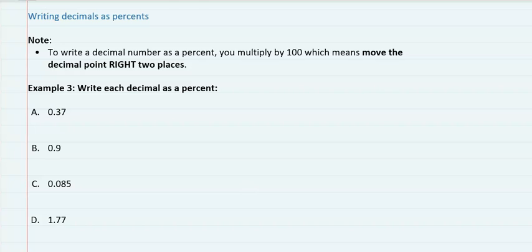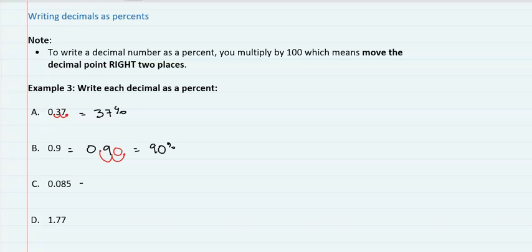Okay, so for this first one, we're going to move the decimal place 2 places, and it ends up right here. So we get 37, and now we get to put the percent on there. So going to decimal, you don't. Going from decimal to a percent, you do. So again, 0.9, I'm going to rewrite this one, so I'm going to make it a little bit bigger. 0.9, and I'm going to show the decimal point moving 2 places to the right. So this one becomes 90%.